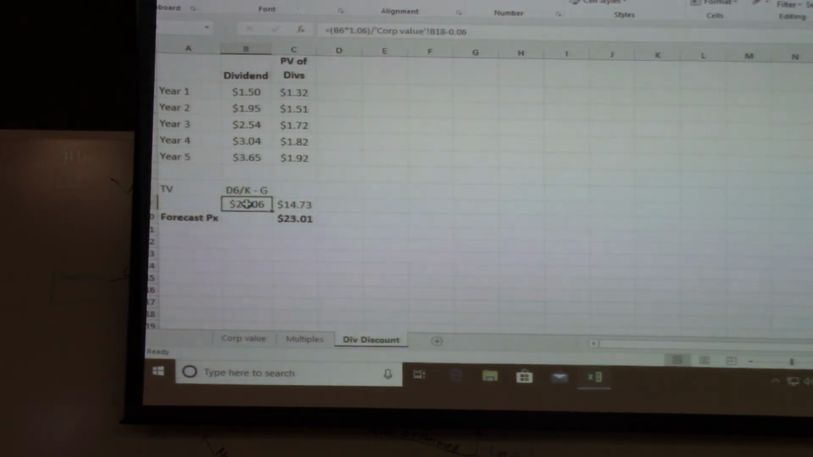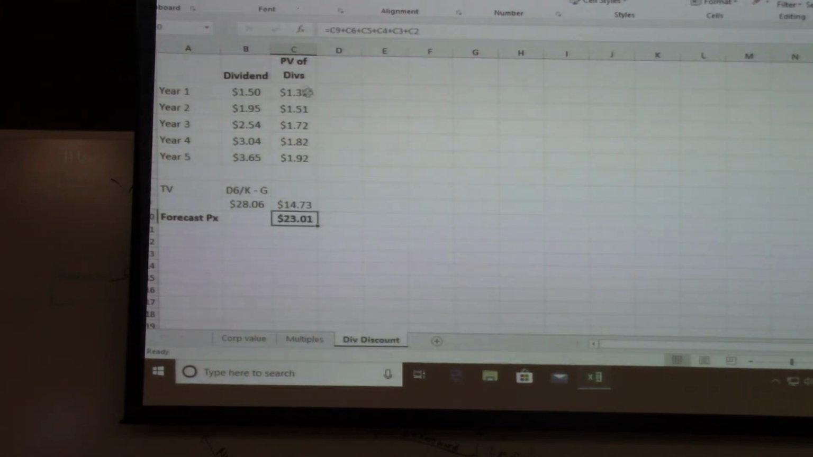Okay, and we get $28.06. And let's find the present value of that, that's 5 years out. So that's our D6 divided by K minus G: 28.06 divided by 1 plus the cost of equity raised to the fifth, $14.73. So here's the present value of each dividend, and here's the present value of the terminal value.